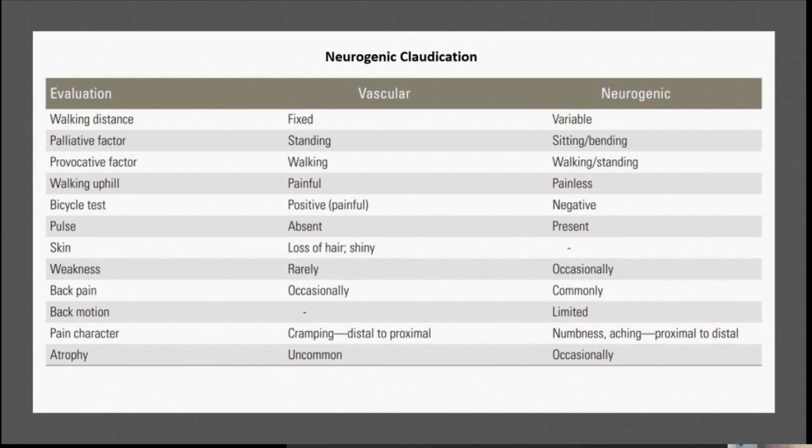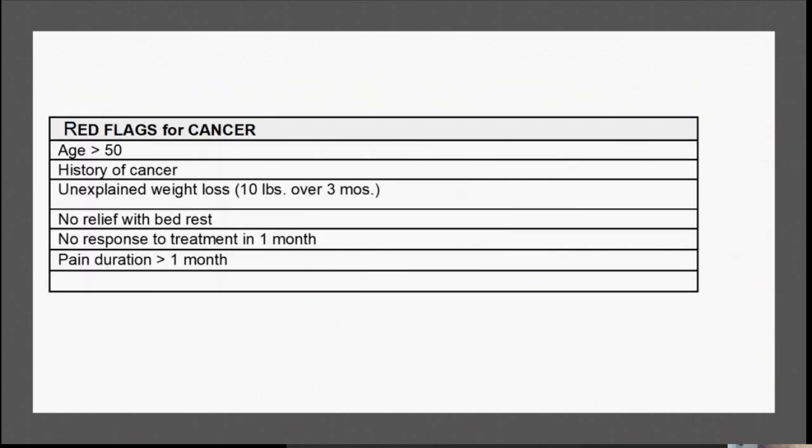So if you put these patients with a neurogenic claudication to cycle, because they are bending their back forward, they will get improvement in the dimension of the lumbar canal, and thus they will not have symptoms. While the vascular, this will not change anything for them. They will still have the pain on a fixed distance.